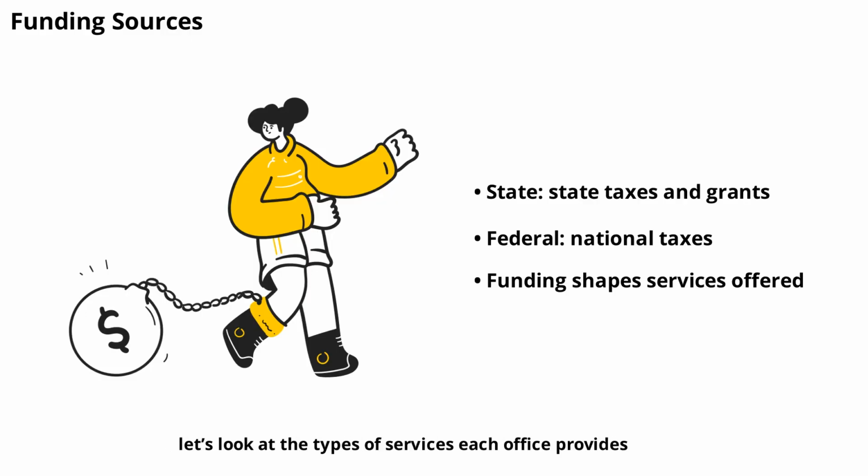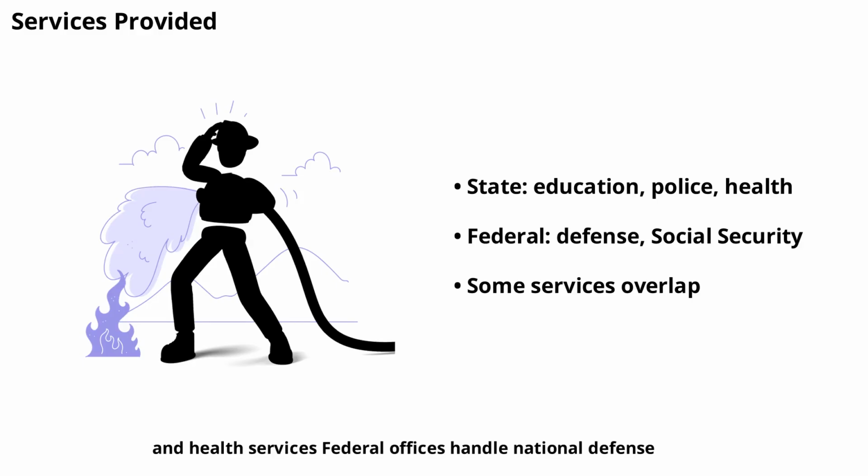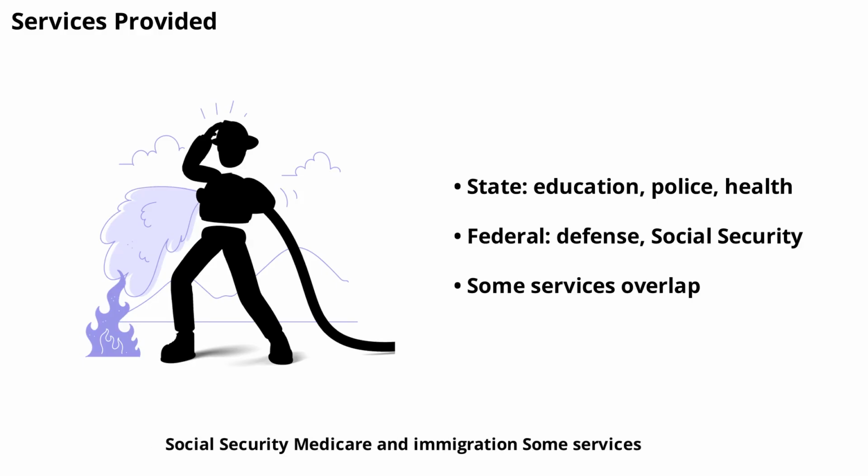Now, let's look at the types of services each office provides. The services offered by state and federal offices reflect their different roles. State offices typically manage public education, local roads, police, and health services. Federal offices handle national defense, Social Security, Medicare, and immigration. Some services, like disaster relief or transportation funding, may involve both state and federal offices working together. Understanding who provides which service helps citizens know where to turn for help.